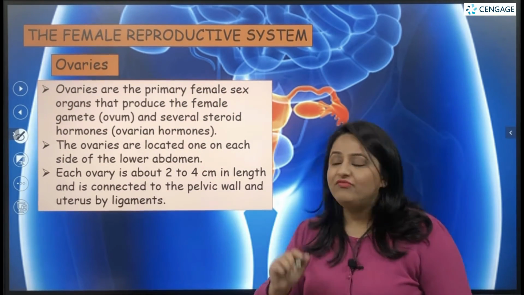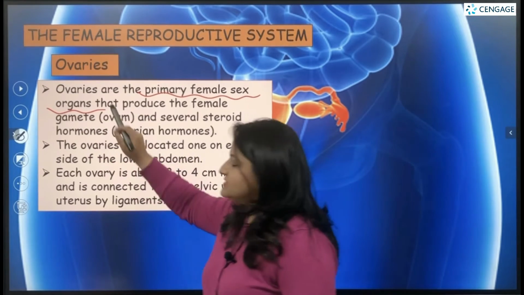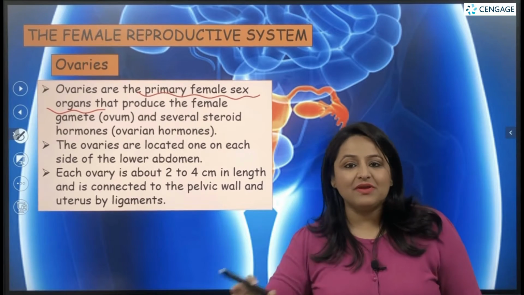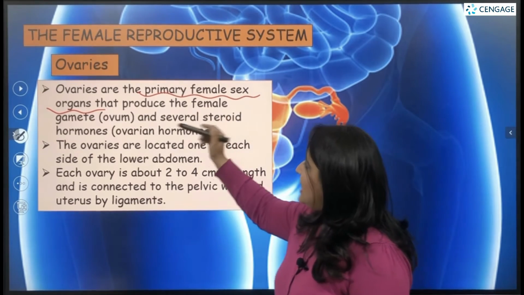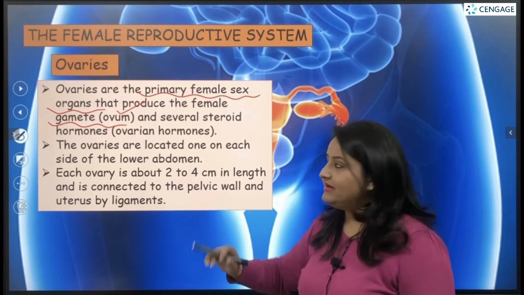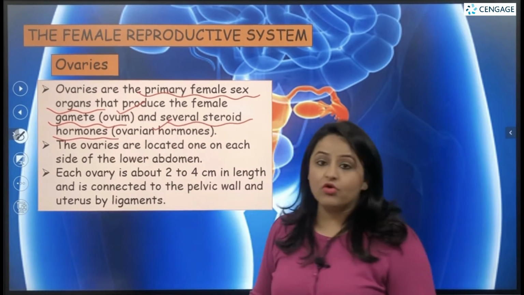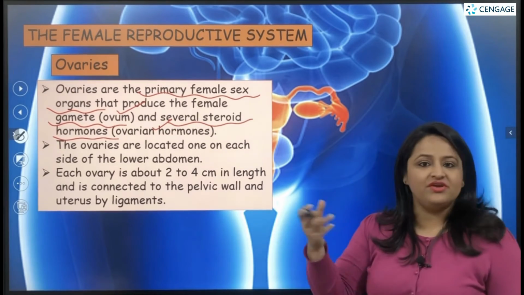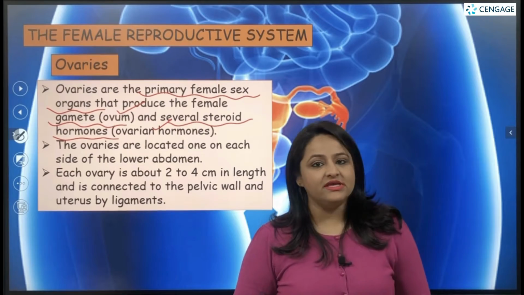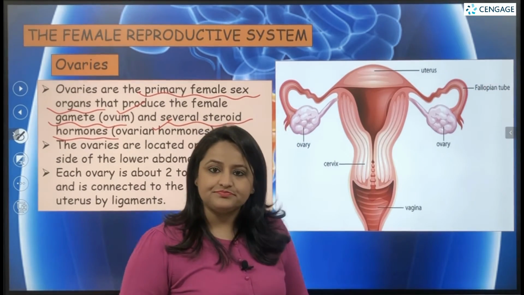As you remember, ovaries are the primary sex organs of the females. For an organ to be called a primary sex organ, it has to produce the gamete, that is ova in this case, and it has to secrete several steroid hormones, that is the ovarian hormones like estrogen, progesterone, etc. So ovaries are known as primary sex organs in the case of females. We can see the picture of ovaries over here.